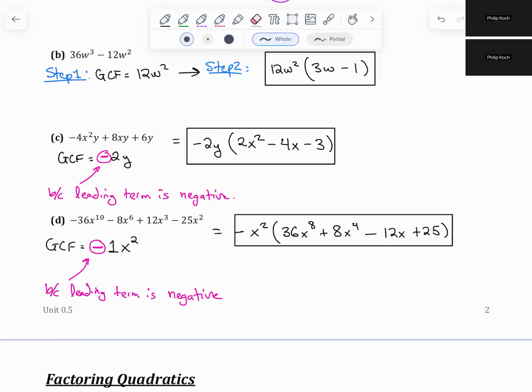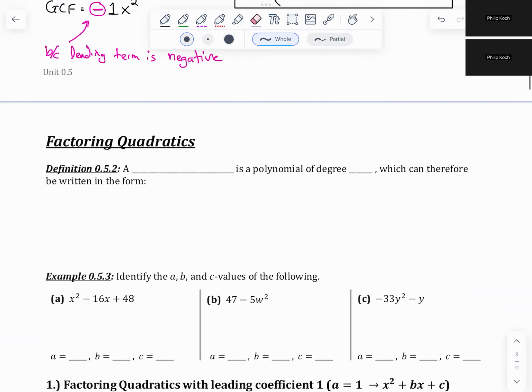Back to it. And so we've talked about how to factor GCFs. Now let's talk about how to factor the rest of it. So factoring quadratics. So definition, first off, what is a quadratic? We haven't used that terminology before. Well, a quadratic is a polynomial of degree 2.